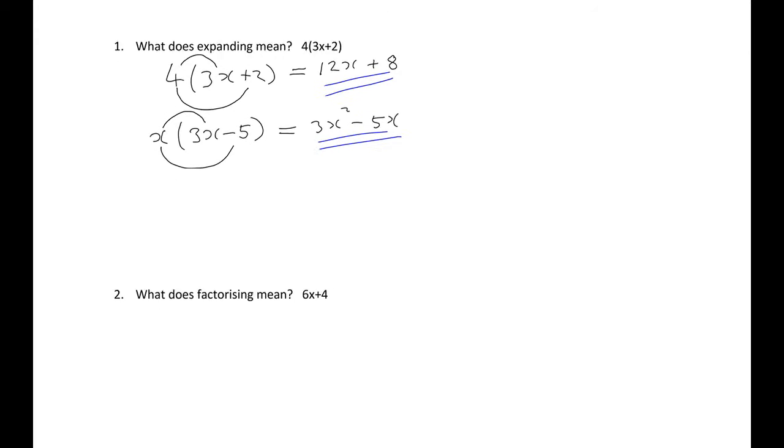Moving on, factorising. Factorising is the opposite of expanding. We want you to find what is in all of them, what their common factors are, and take it out. So, in our situation here, we have got 6x + 4. And we want to see what's in both. Well, both of those numbers are even, so a 2 comes out. 2 times what is 6x? 2 times 3x. 2 times what is 4? 2 times 2.